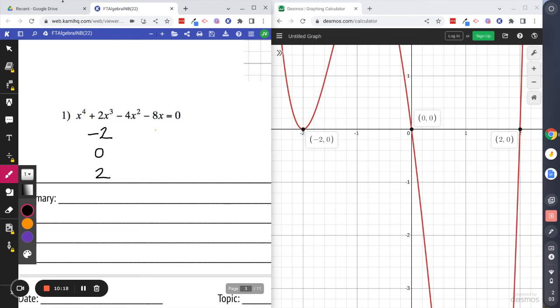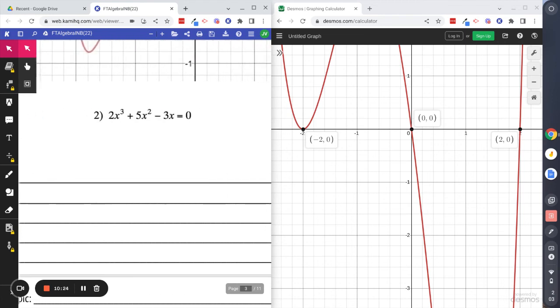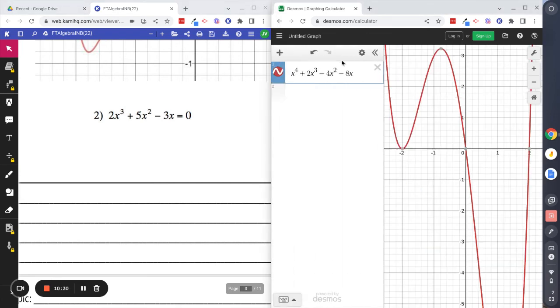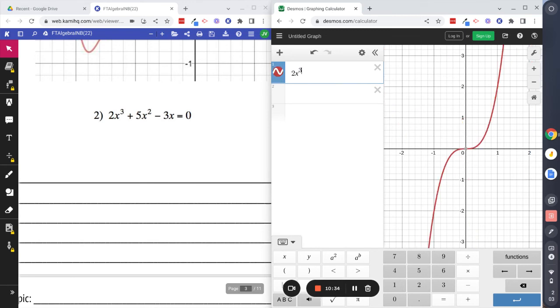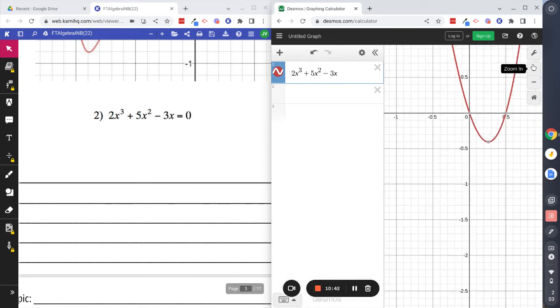Okay, so here's what we're going to do. This is what I think. I think you guys should pause, and I think you should try number 2 on your own. But I also know that I've been talking for a long time, so if you want to just hear me talk about it, I'm back in my Desmos. Here I am. 2x to the third plus 5x to the second minus 3x. Nice graph, right? I can zoom in.